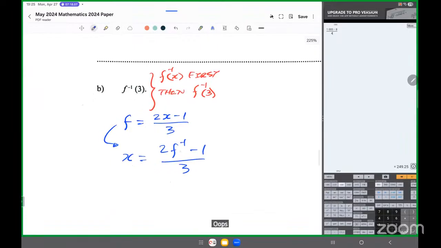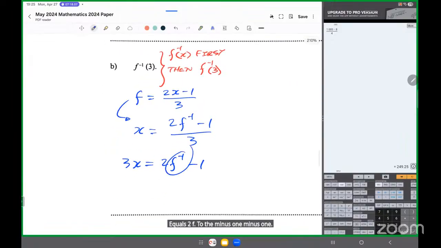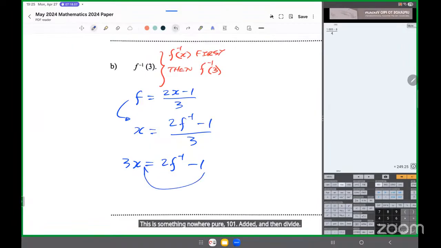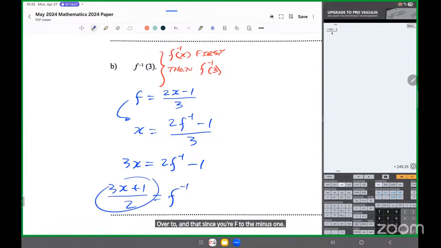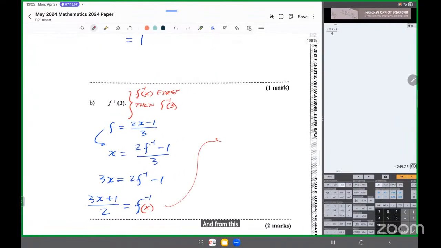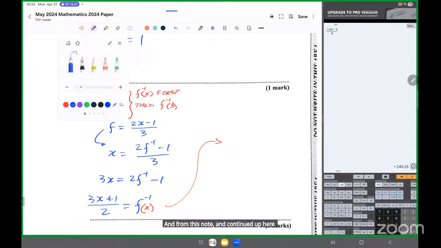Good. So now I want to make this the subject. I'm going to multiply by the 3 over here first and get 3x equals 2f to the minus 1, minus 1. To make this the subject now, we take the 1 over and add it, and then divide by the 2. Taking the 1 over first, it comes as a positive 1. You're going to get 3x plus 1, then divide by 2 over here, and that is your f to the minus 1 of x. You can put back the x now.